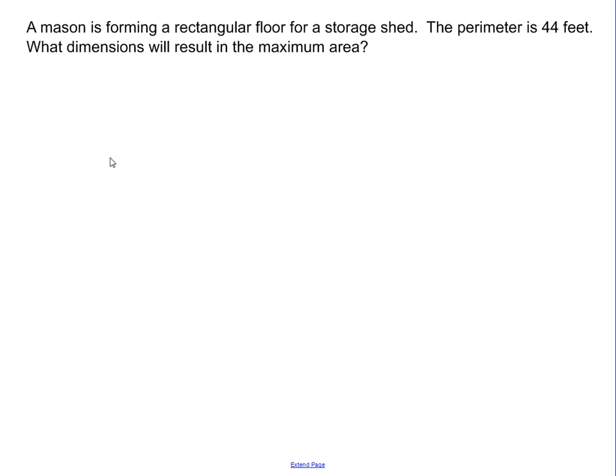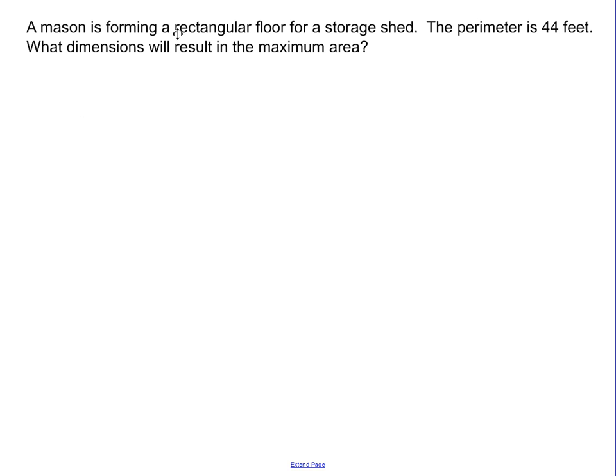Okay, so let's look at some applications right here. And the first one is a really basic one. It says that a mason is forming a rectangular floor for a storage shed. And the perimeter of this storage shed floor is to be 44 feet. And we want to find out, well, what dimensions will maximize the area?